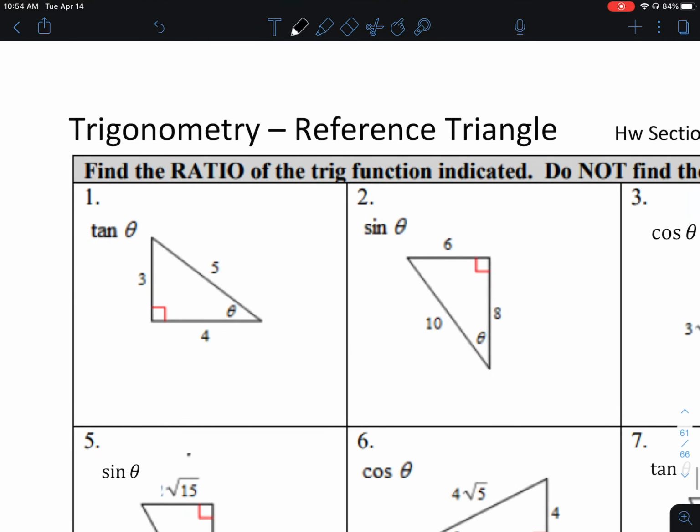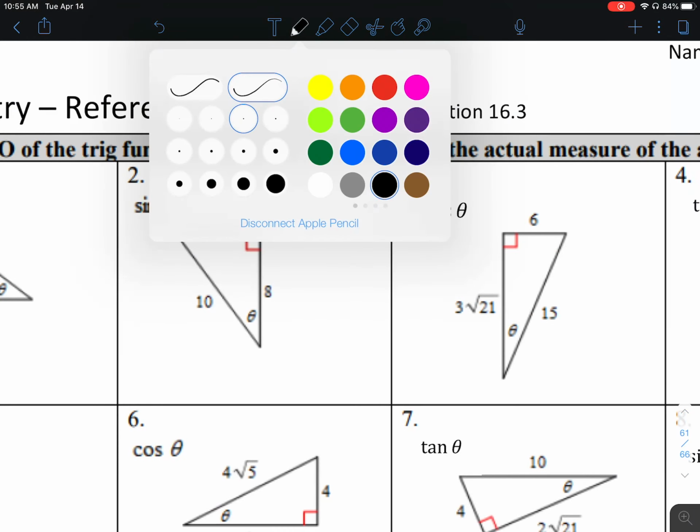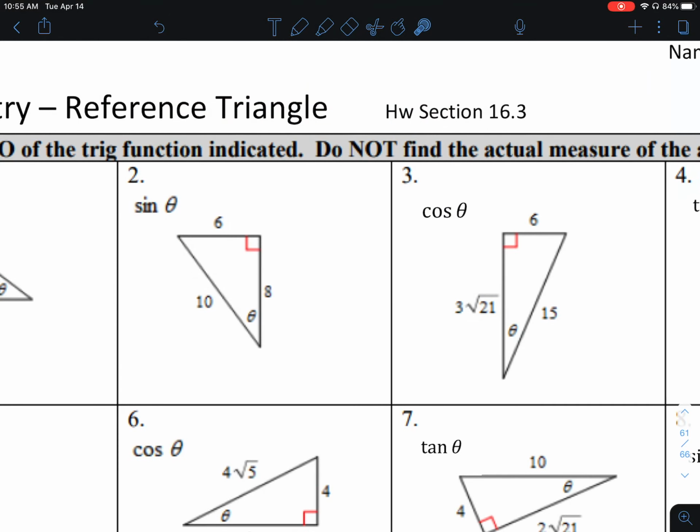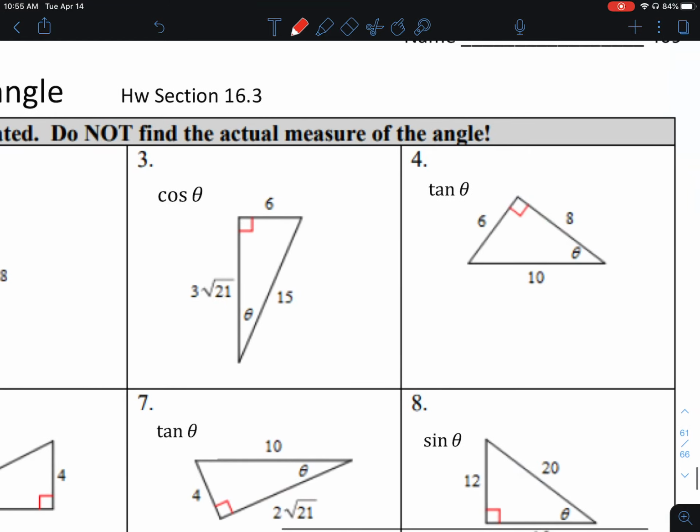Number 1, tangent of theta. Tangent is the opposite leg over the adjacent leg, so this is 3 over 4. Number 2, sine of theta is the opposite leg over hypotenuse, so that's 6 over 10. You do not need to reduce your fractions for this. Number 3, cosine of theta is the adjacent leg over hypotenuse, so that's 3 square roots of 21 over 15.